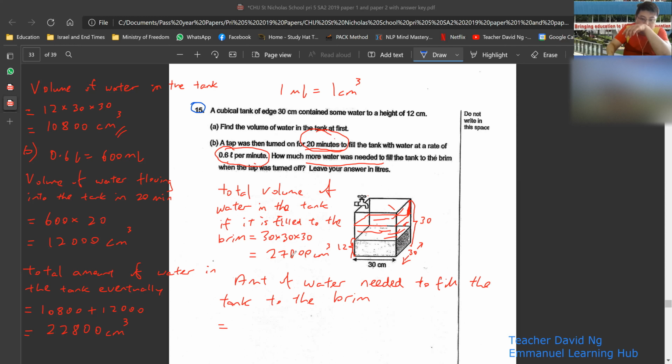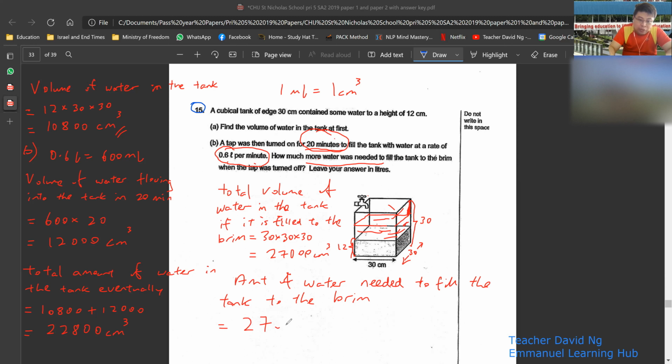How to find the amount of water needed to fill the tank to the brim? How must you do? 27,000 minus 10,800 minus 22,800. No need, because you already take into account, right, the 10,800 down here already. So just minus 22,800. Yes.